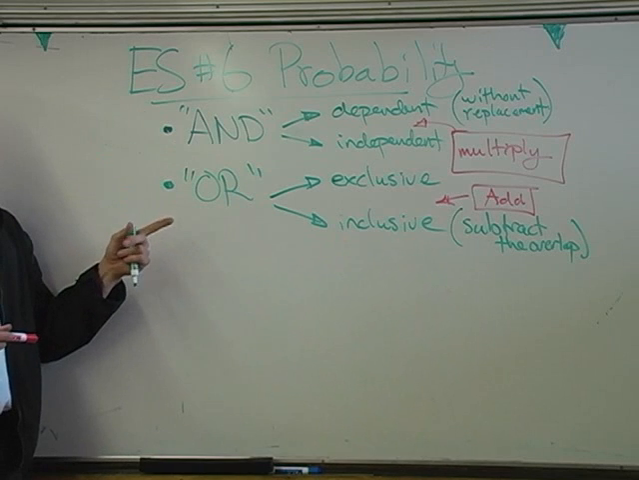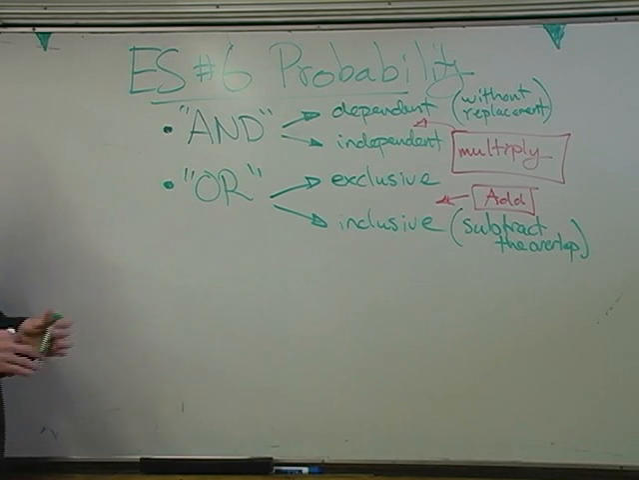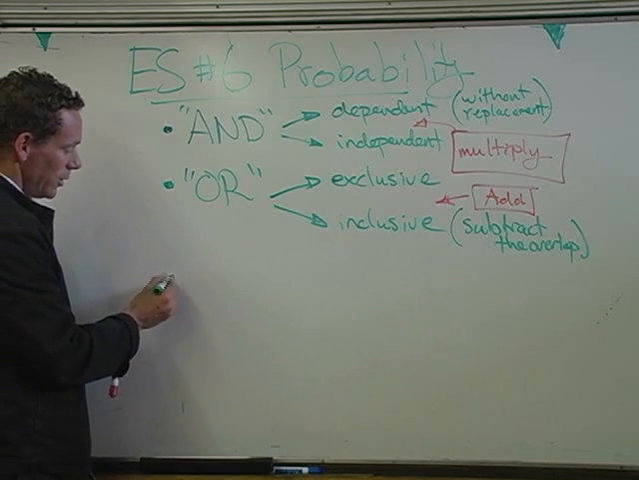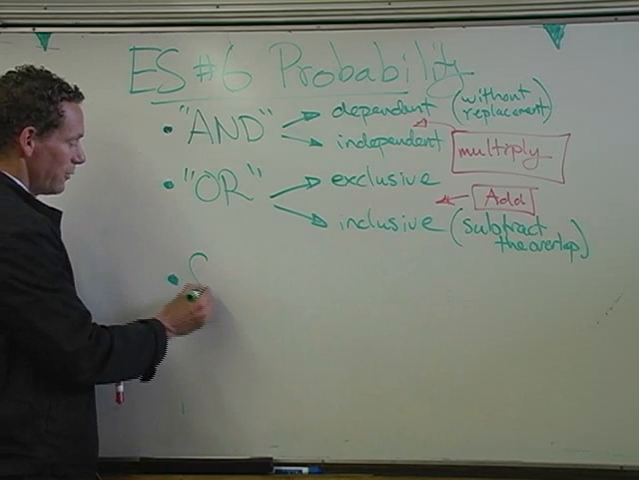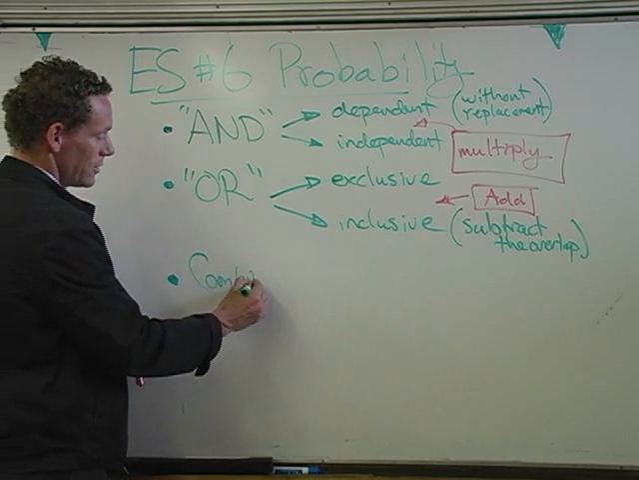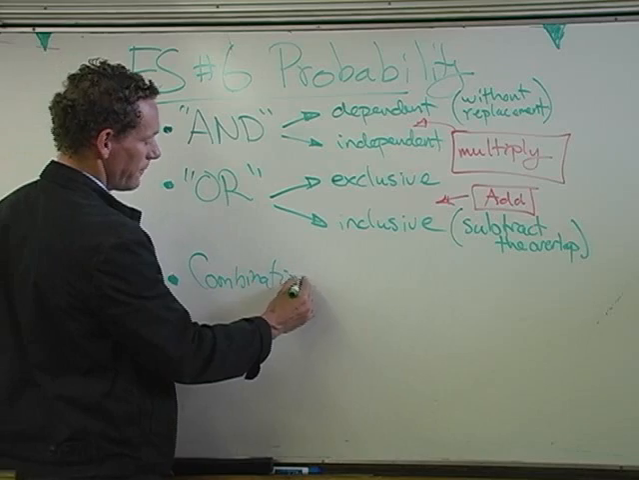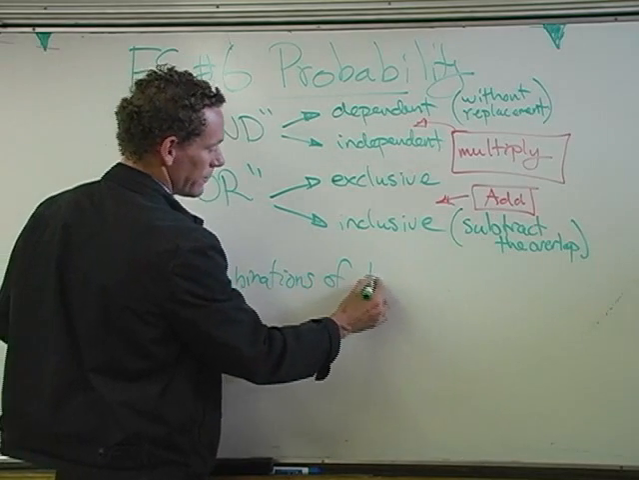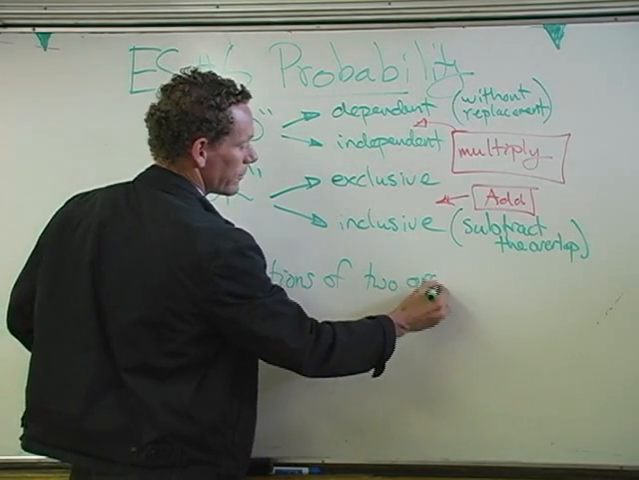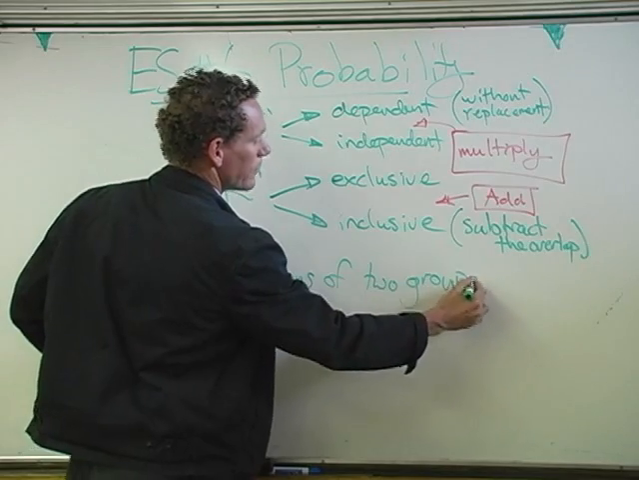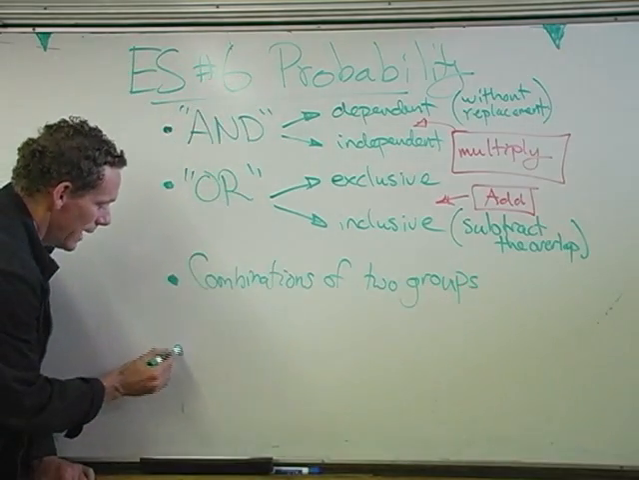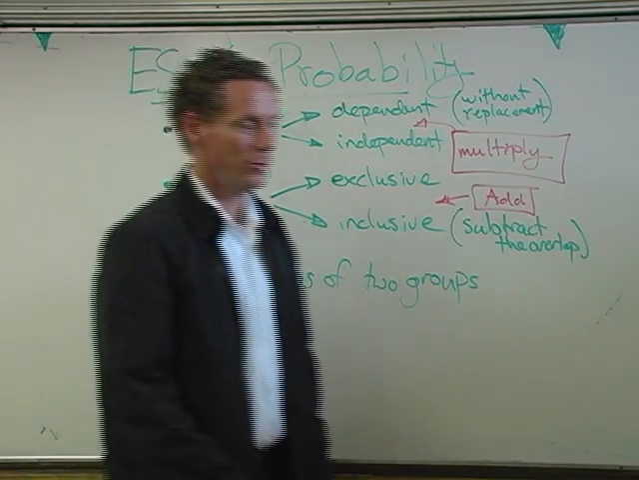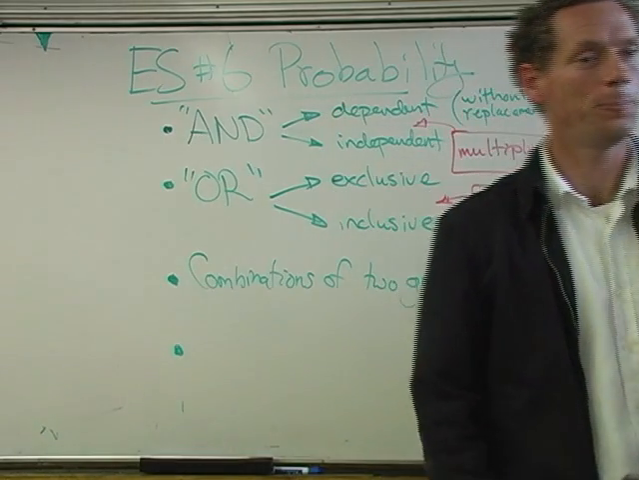All right. AND type probability, OR type probability. Haley, you brought this up. You can have a probability question from combinations of two groups. And there was one last type of probability that we talked about.